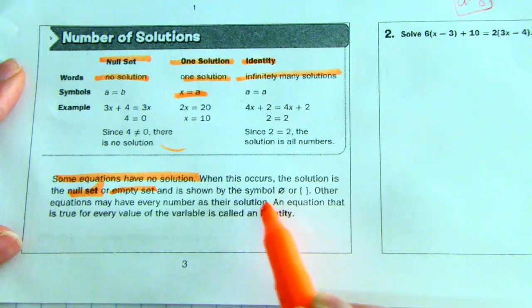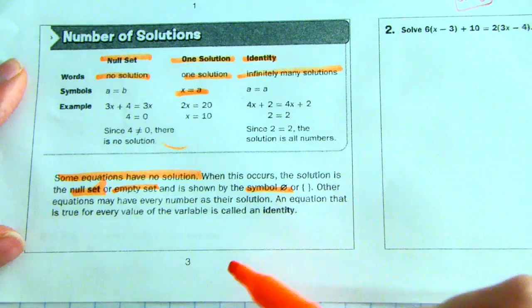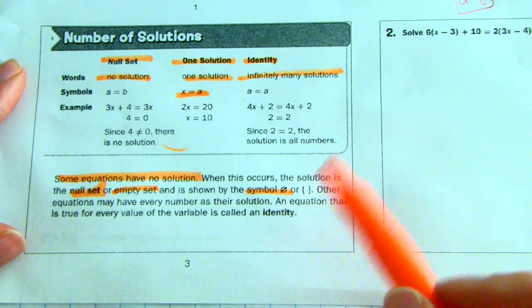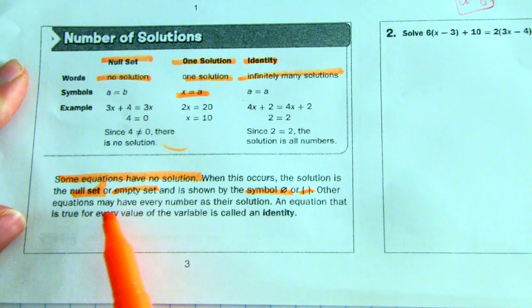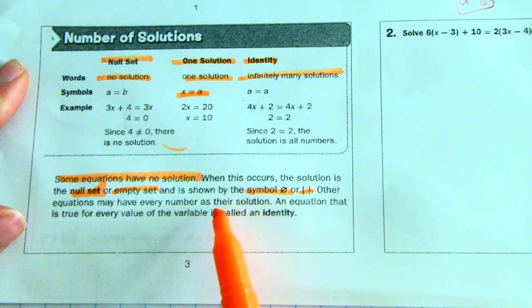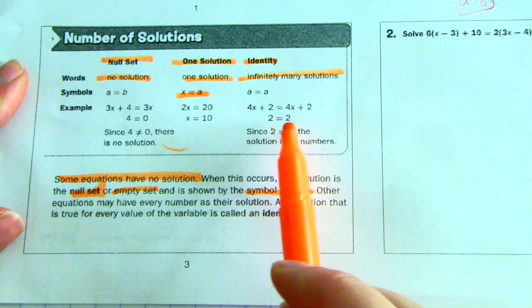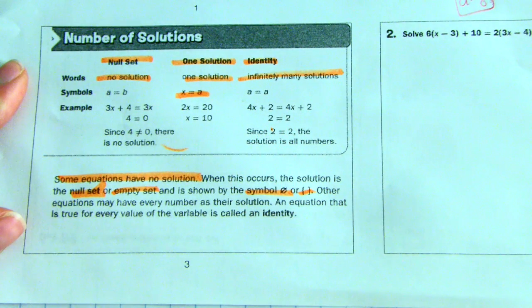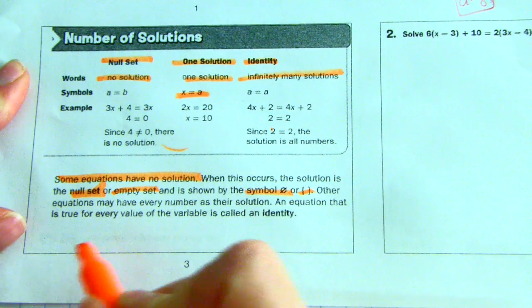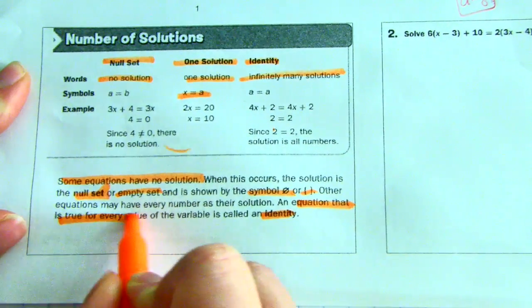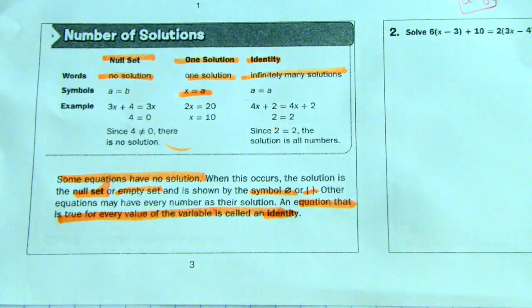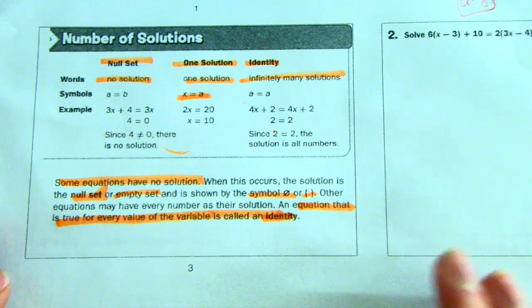You could also write that as empty set, and you could use the symbol like a 0 with a slash through it. That's what I will use. Sometimes I do an empty bracket set, but I don't really use that. Other equations may have every number as their solution, meaning like this one, where 2 equals 2, or x equals x. So if it equals its mirror image, it's called the identity. So an equation that is true for every value of the variable is called the identity.